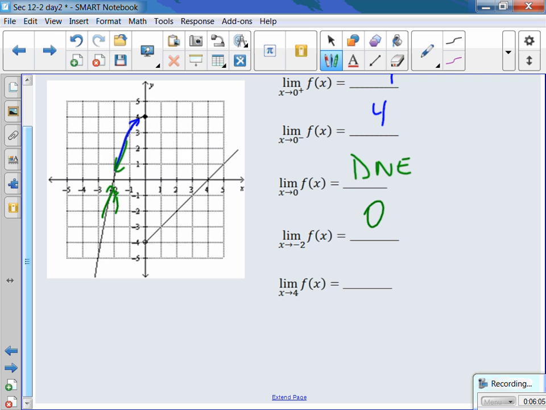What about the limit of f of x as x approaches 4? So here's my 4. As it gets closer to 4, it looks like it's approaching, absolutely. That's all a limit is. As I get closer to that value, what do I expect my f of x to equal?